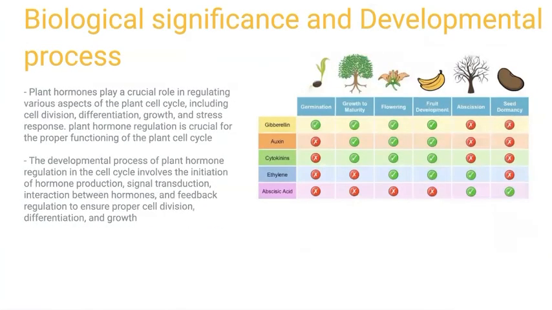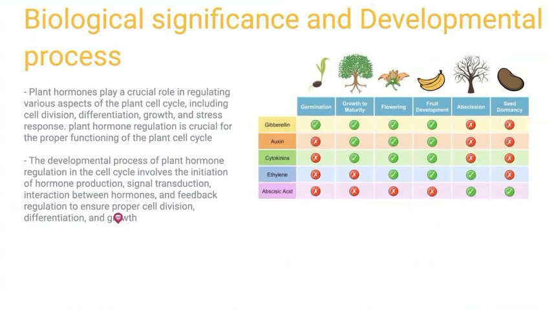Now, I'll be talking a little bit about the biological significance and developmental process of the hormonal control of the cell cycle. Plant hormones play a crucial role in regulating various aspects of the plant cell cycle, including cell division, differentiation, growth, and stress response. Plant hormone regulation is crucial for the proper functioning of the plant cell cycle, and the developmental process involves the initiation of hormone production, signal transduction, interaction between hormones, and feedback regulation to ensure proper cell division, differentiation, and growth.